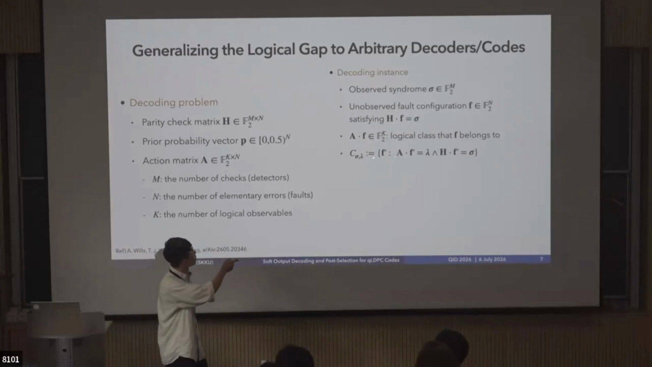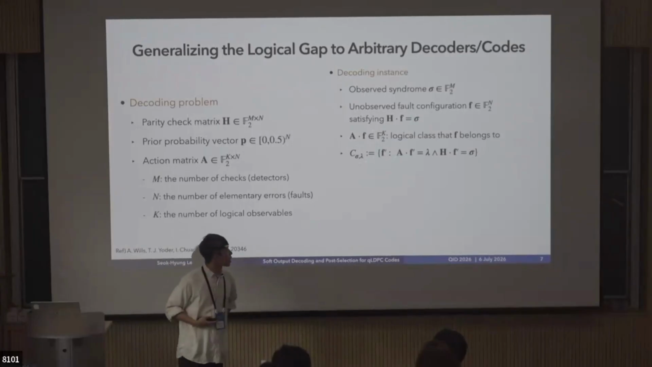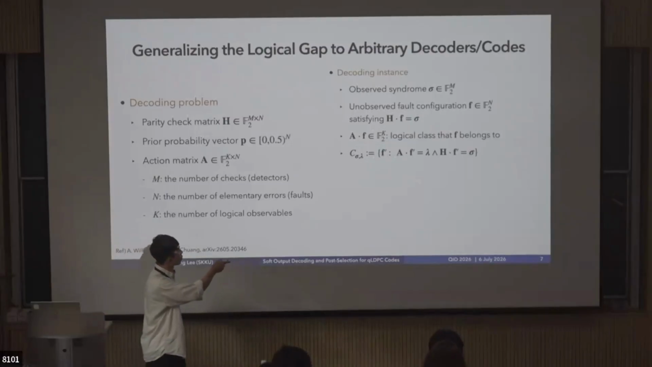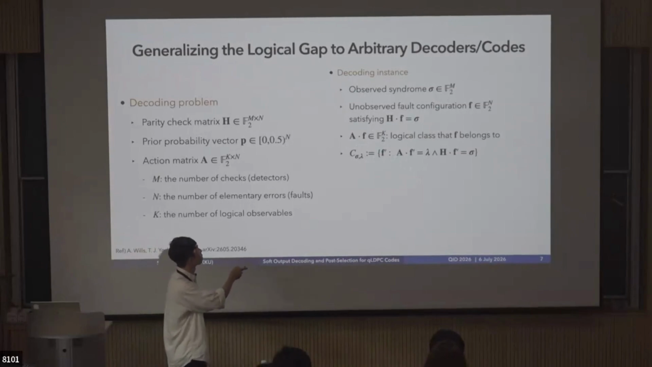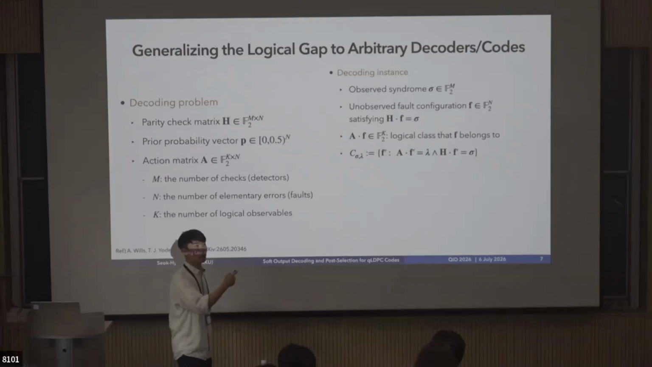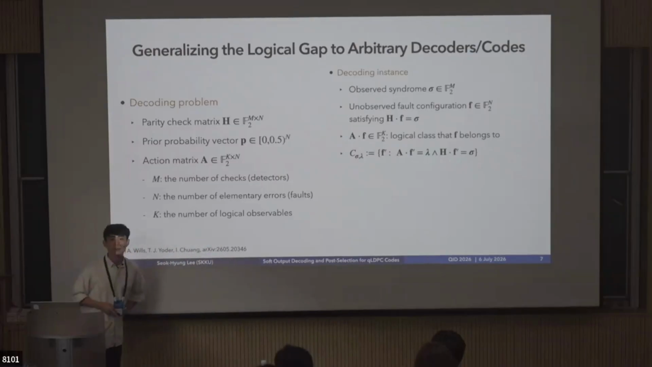And let's also denote the set of errors that belong to the logical class, which satisfy both conditions. The logical action should be lambda, a binary vector, and also the syndrome flipped by the syndrome pattern affected by the errors is characterized by the vector sigma.